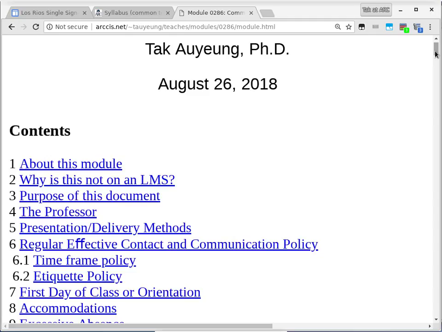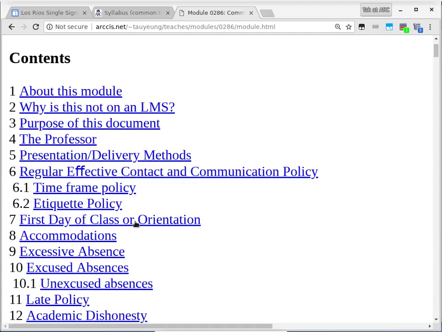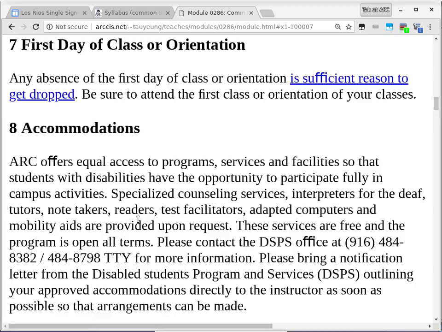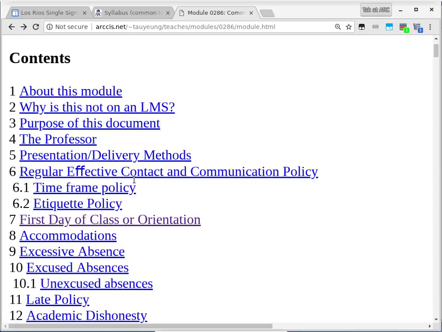All right. So I'm not going to read out this entire thing. What I will do is go over just a few things that I think are important even on the first day of class. So this is the first one, your first day of class or orientation. Basically, it says, any absence on the first day of class is sufficient reason to be dropped. Okay, so if you're here physically, you don't have anything to worry about. I'll take a roll later, okay? On the other hand, if you're watching this live on YouTube from home, you might have something to worry about then, okay? So that's one.